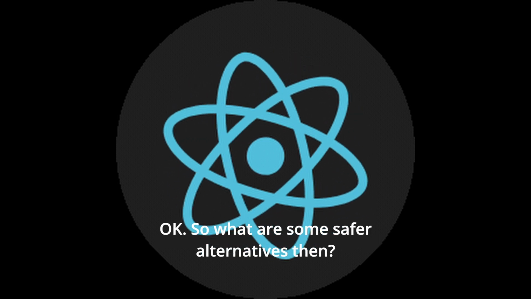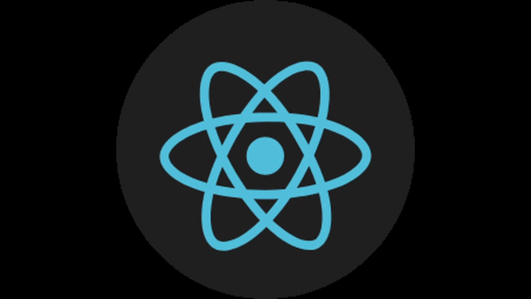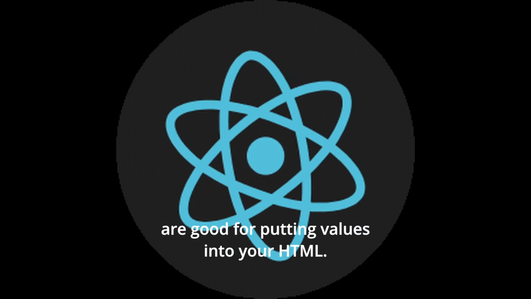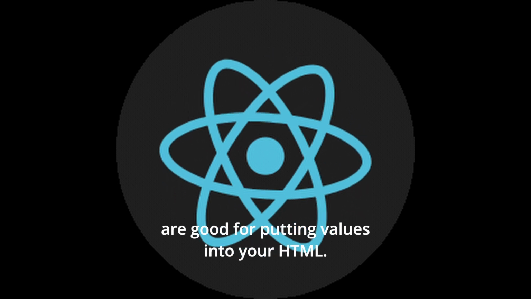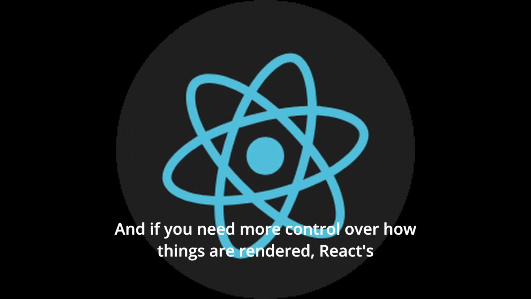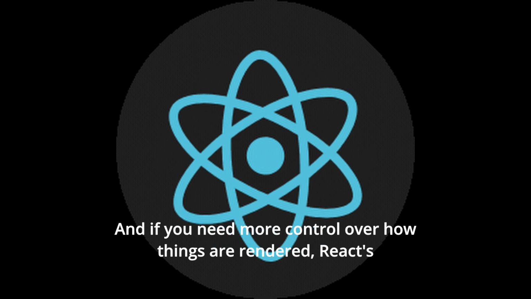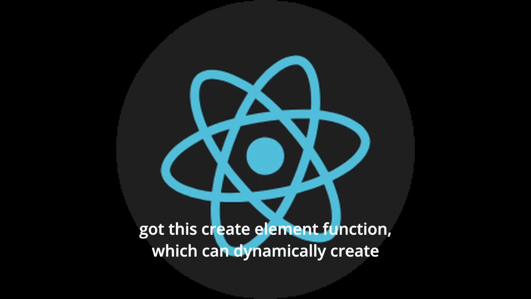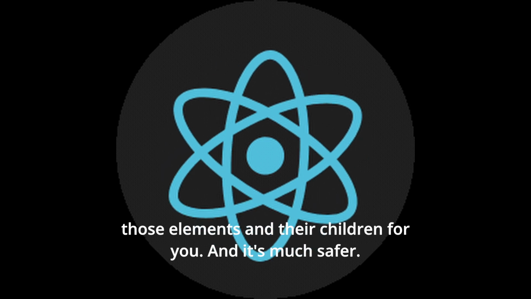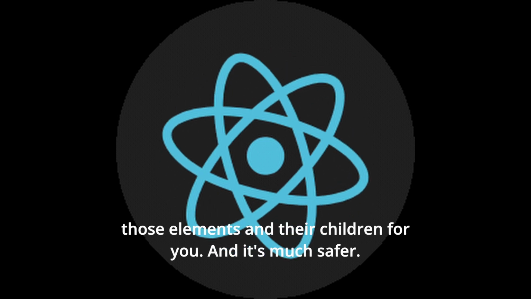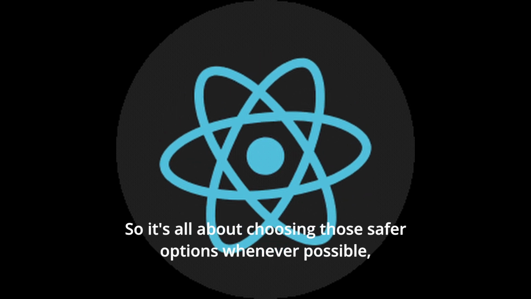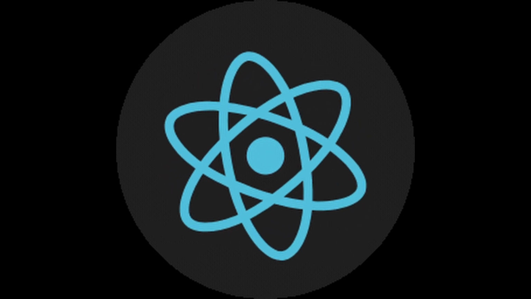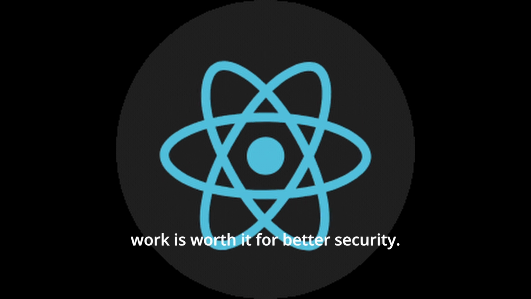So what are some safer alternatives then? Template literals or JSX expressions, those are good for putting values into your HTML. And if you need more control over how things are rendered, React's got this create element function, which can dynamically create those elements and their children for you. And it's much safer. So it's all about choosing those safer options whenever possible. Even if it means writing a little bit more code. Exactly. A little bit of extra work is worth it for better security.